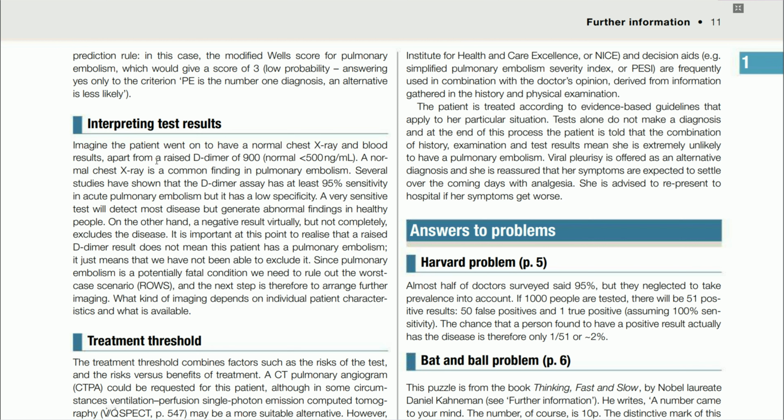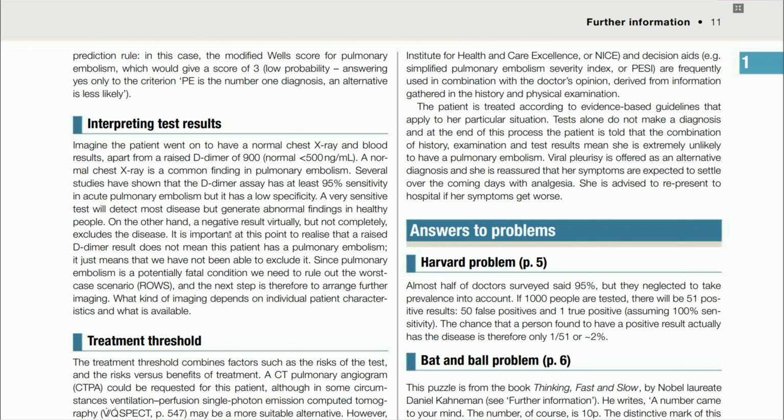Apart from a raised D dimer of 900, normal range is below 500 nanogram per ml. A normal chest X-ray is a common finding in pulmonary embolism. Several studies have shown that the D dimer assay has at least 95% sensitivity in acute pulmonary embolism, but it has a low specificity. A very sensitive test will detect most disease but generate abnormal findings in healthy people. On the other hand, a negative result virtually but not completely excludes the disease.